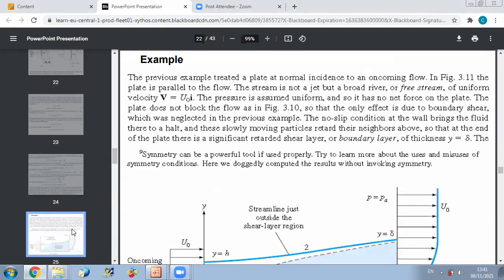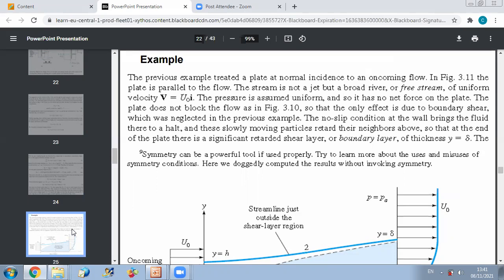Let us do another problem on this. The previous example treated a plate at normal incidence to an incoming flow. In the following figure, the plate is parallel to the flow. The stream is not a jet, but a broad river, a free stream of uniform velocity u0 along x. The pressure is assumed to be uniform, and so it has no net force on the plate. The plate does not block the flow as in figure 3.10, so the only effect is due to boundary shear, which was neglected in the previous example.